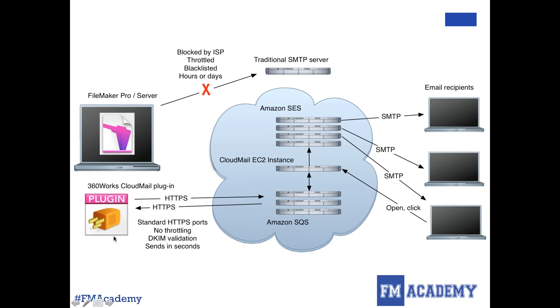So now we get to the CloudMail section of how this works and kind of the alternative approach here. So CloudMail is a plugin. You install it in FileMaker Pro or FileMaker Server, or technically you can install it in the FileMaker web publishing engine as well. And instead of using SMTP to talk to your internet service provider's SMTP server, it uses HTTPS, which is not blocked by anybody, to send requests up to Amazon. And so my little cloud thing in the middle is Amazon.